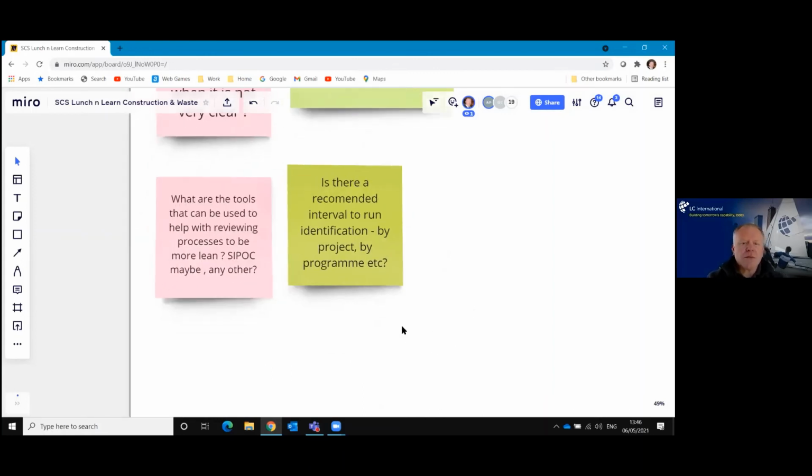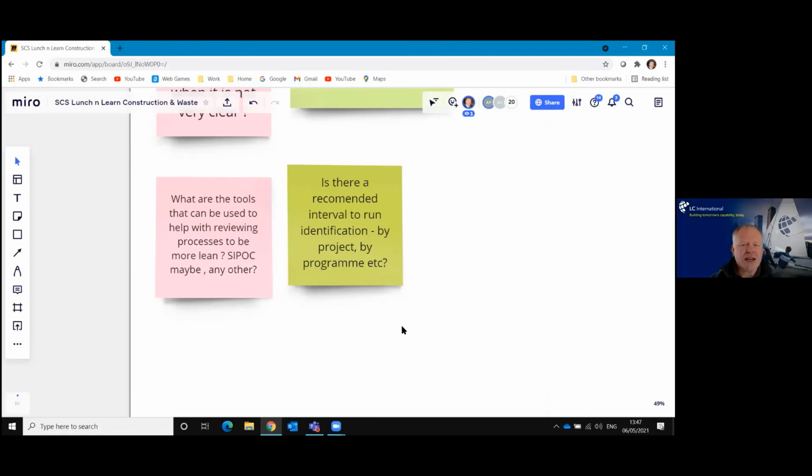So what are the tools that can be used to help with reviewing processes to be more lean? I see somebody's put SIPOC there. SIPOC stands for Supplier, Input, Process, Output and Customer. But by the very nature of calling it SIPOC, we're looking at the supplier first. Should our focus really be on the customer first? What's the customer expecting from the processes or from the construction that we're delivering to them?